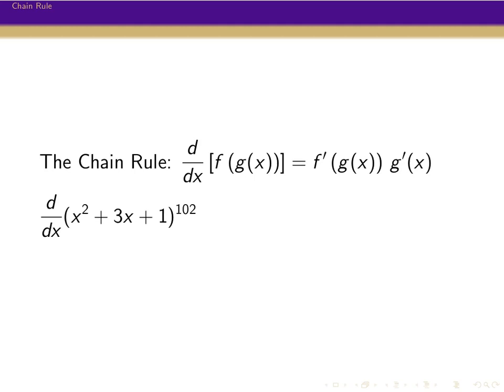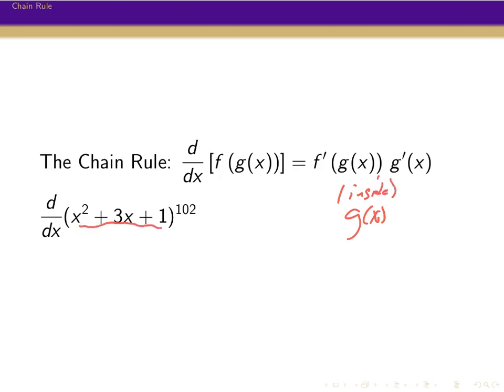Now if you wanted to do this, you could just multiply x squared plus 3x plus 1 out 102 times. You are welcome to do that. That idea will work perfectly fine. I instead am going to think about this using the chain rule, to make this a bit faster. So again, if I'm thinking about what my inside function is, let's call that g of x again. So this is my inside.